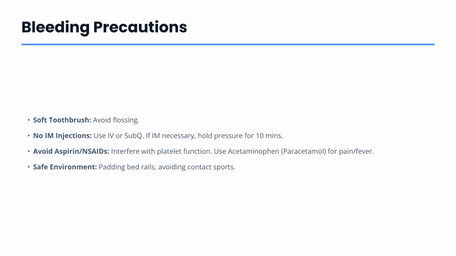Bleeding precautions involve using a soft toothbrush and avoiding flossing. Avoid all IM injections, and if necessary, hold pressure for 10 minutes. Use acetaminophen for pain, and strictly avoid aspirin and NSAIDs as they interfere with platelet function.